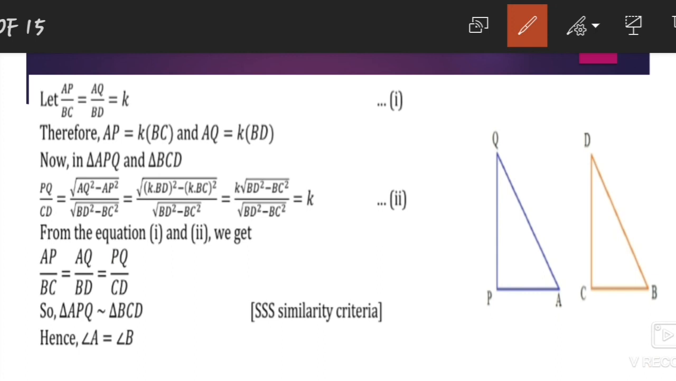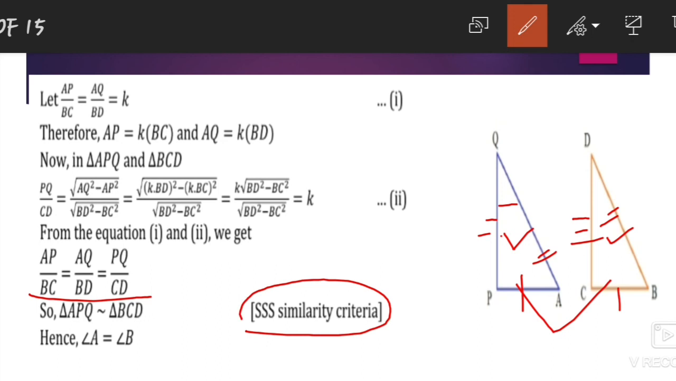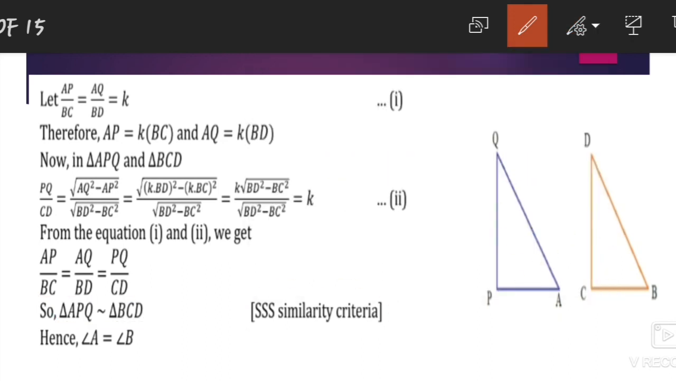So if you look at the triangles APQ and BCD, AP by BC is equal to AQ by BD is equal to PQ by CD. From this equation, that means the ratio of the corresponding sides of these two triangles are equal. So by SSS similarity criteria, you can say that these two triangles are similar.